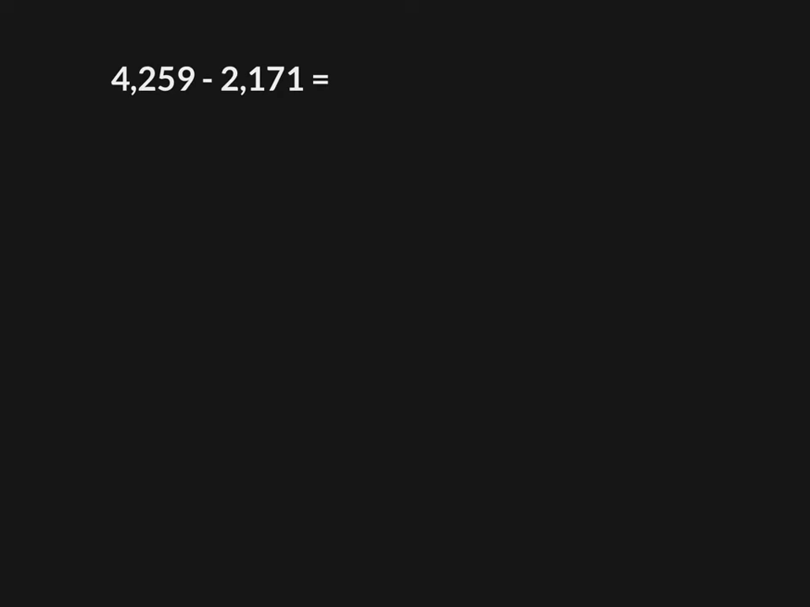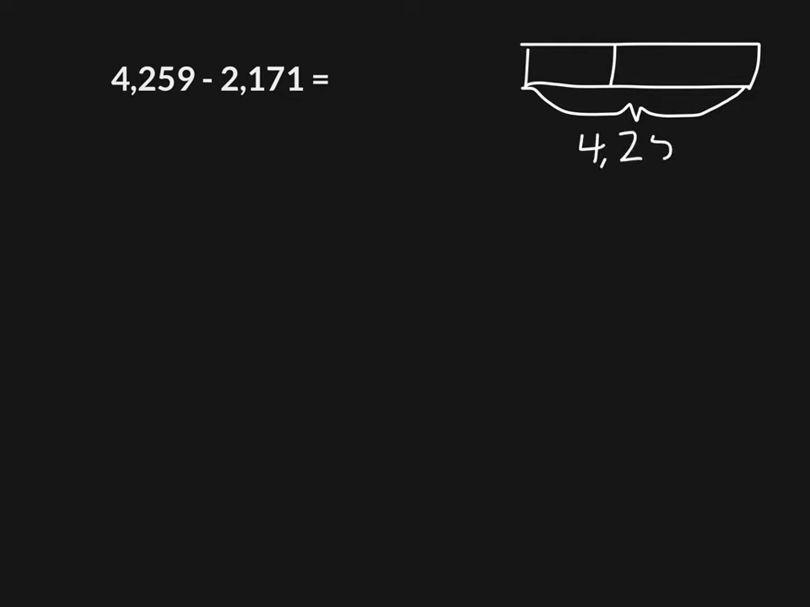Our first problem is 4,259 minus 2,171. I want to visualize what this looks like as a tape diagram. We know that addition is part plus part equals whole. Well, subtraction is the opposite. Here we start with the whole, which we know is 4,259, and we know one of these parts, 2,171. If we take that part away from the whole, we will find out what this part is. So this is the part of this tape diagram that we're trying to figure out.